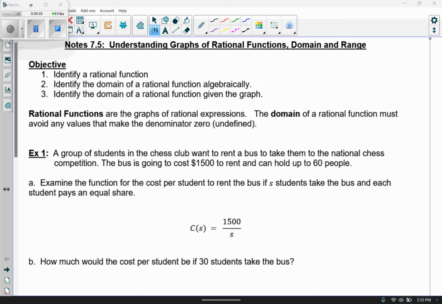Hi there. So in this video, we're going to take a deeper look at the graphs of rational functions and more specifically look at the domain. And the domain is going to tie back into the topic that we looked at in a previous section for this unit, which was about identifying the excluded values.